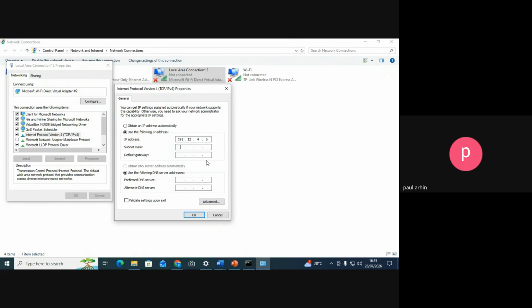Now, if it's a class B, let me just use class B, 191, and see what happens. Let me clear this first. So then I just enter 191.12.45.1. Then I enter here again. See, that's changed. It is now 255.255.0.0. So the default subnet mask for class B is 255.255.0.0. It seems like the 255 is matching the network part, and the 0 is matching the host part. That's the obvious observation.